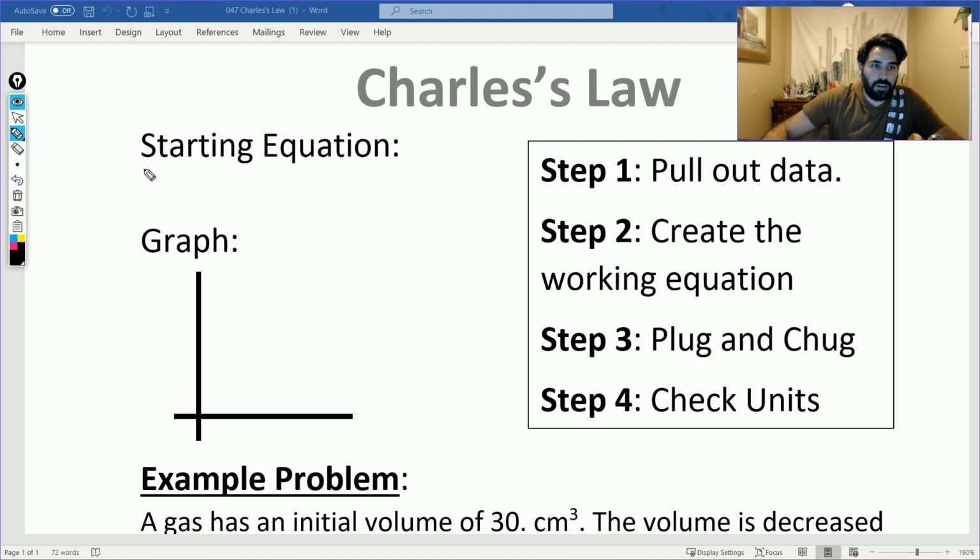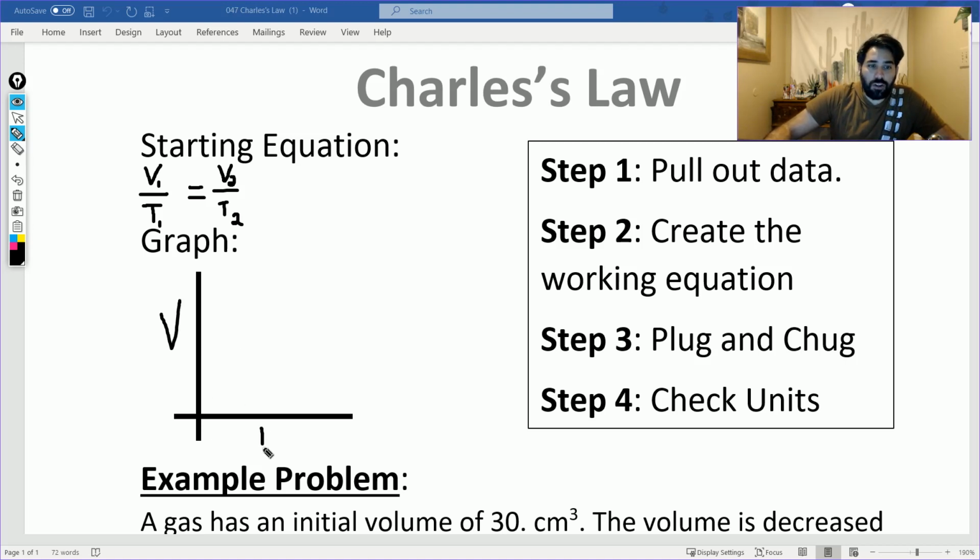Your initial volume divided by your initial temperature is equal to your final volume divided by your final temperature. And what does this graph look like? Well, it's a direct relationship. As one goes up, the other goes up.